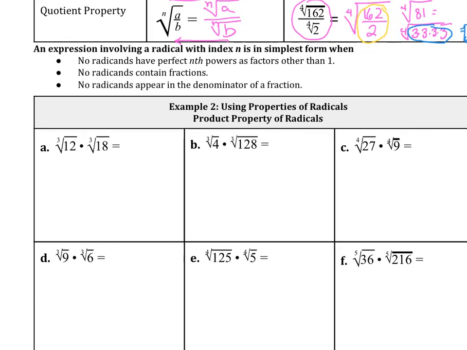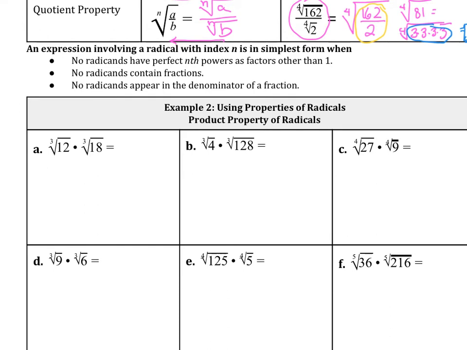An expression involving a radical with index n is in simplest form when no radicands have perfect nth powers as factors other than 1. No radicands can contain fractions, so we cannot leave it like this. We have to simplify. And no radicands can appear in the denominator of a fraction. For this lesson, everything is going to simplify pretty nicely, just like this. We won't have any radicands in the denominator, and we won't have any final answers as fractions.